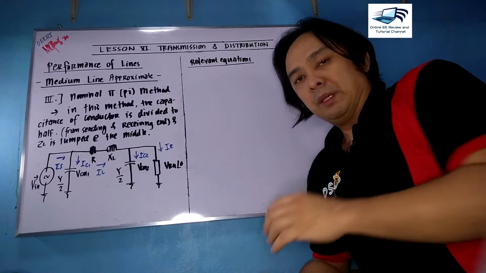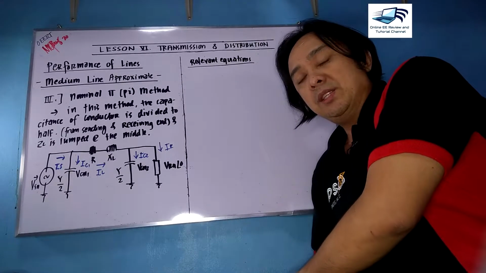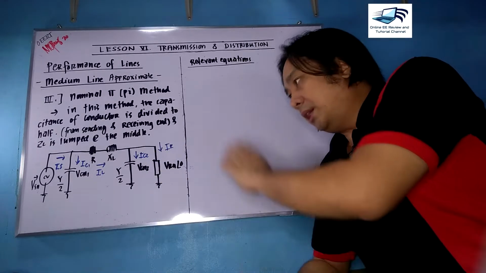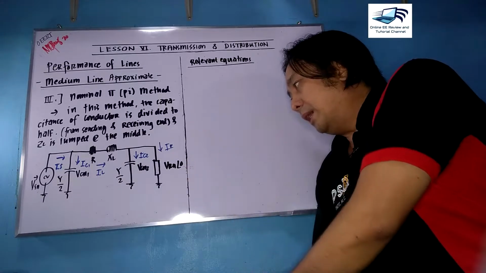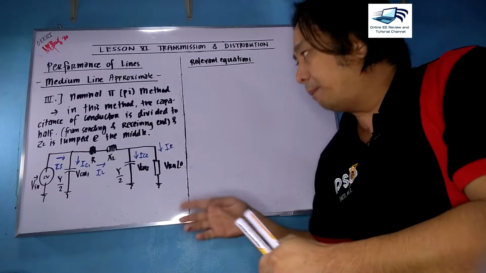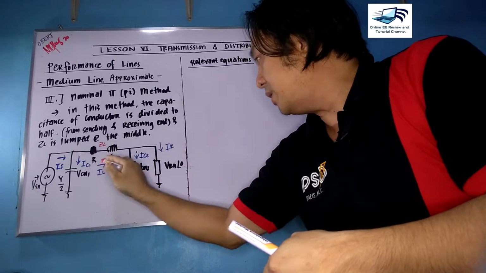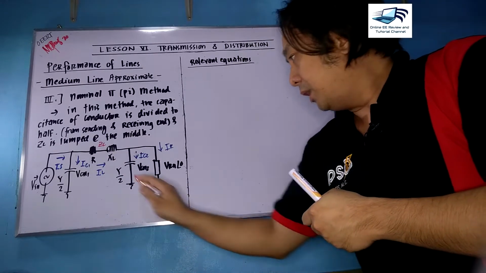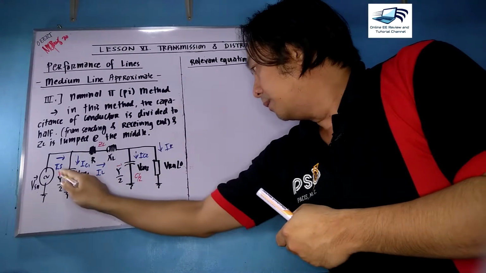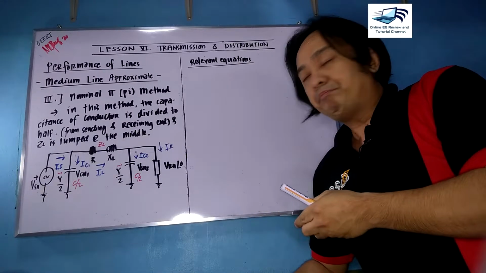In this method, the difference is the capacitance of the conductor is divided into halves. Half will be allotted to the sending end, and half will be allotted to the receiving end. And the ZL is lumped in the middle. Your ZL here again is your resistance plus jXL, and your capacitance here is designated by your admittance, which you need to divide by 2.